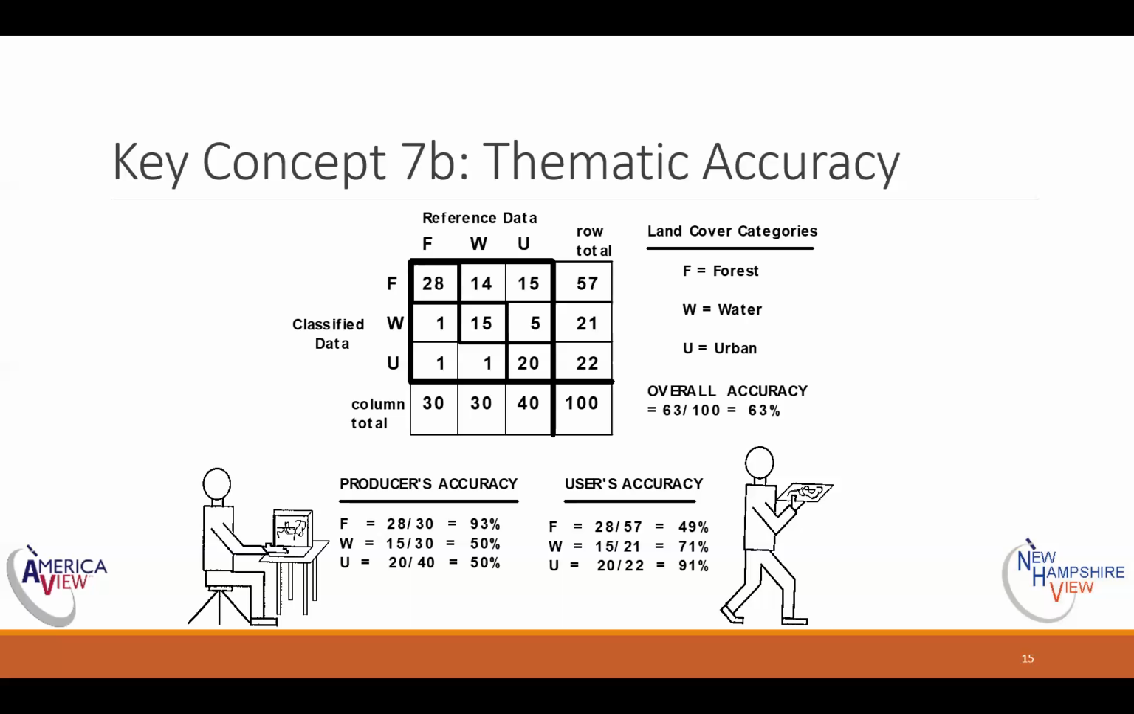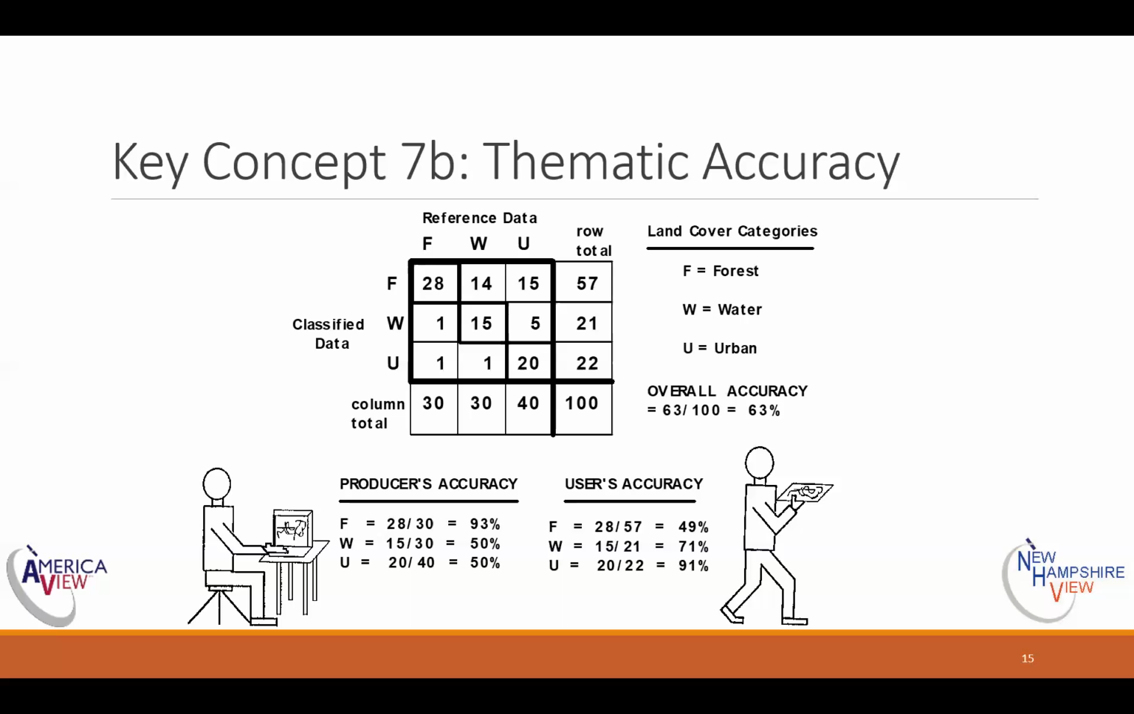And once I called it water on my map, and it was actually forest. And once I called it urban on my map, and it was actually forest. So out of the 30 samples that I have in my reference data of forest, I got 28 of those right. If you go down and look at the producer's accuracy, 28 divided by 30 is equal to 93%. So it looks like I'm doing an excellent job of mapping forest.